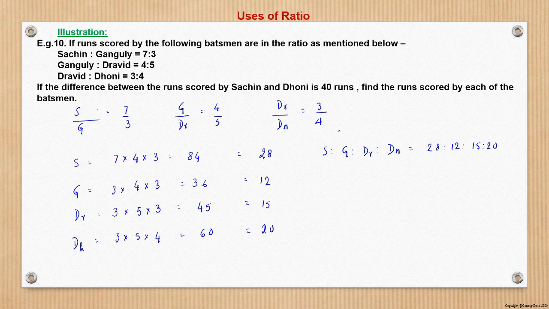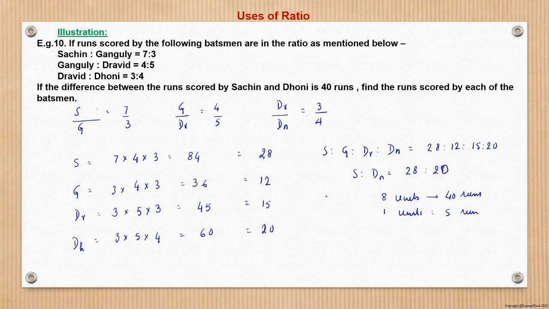Now the question says if the difference between the runs scored by Sachin and Dhoni, so Sachin is to Dhoni is 28 is to 20. So basically the difference here is what? 8 units. So 8 units represent 40 runs. So 1 unit will represent 5 runs, right?